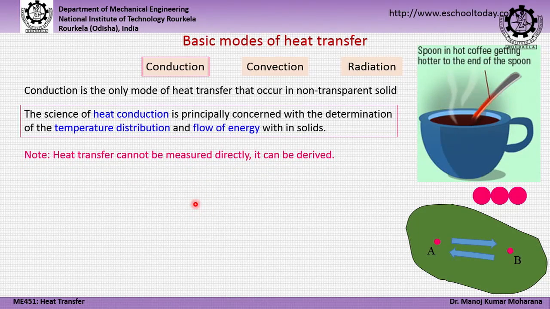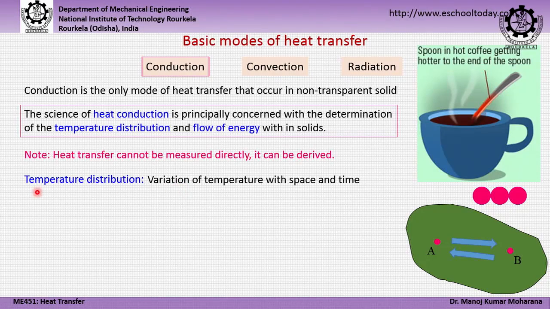It is to be noted that heat transfer cannot be measured directly, but we can derive the value of heat transfer or the flow of energy by measuring some other parameters, like measuring the temperature at different points. The values we obtain by measuring the temperature at different points will help us to calculate the amount of flow of energy in a particular problem.